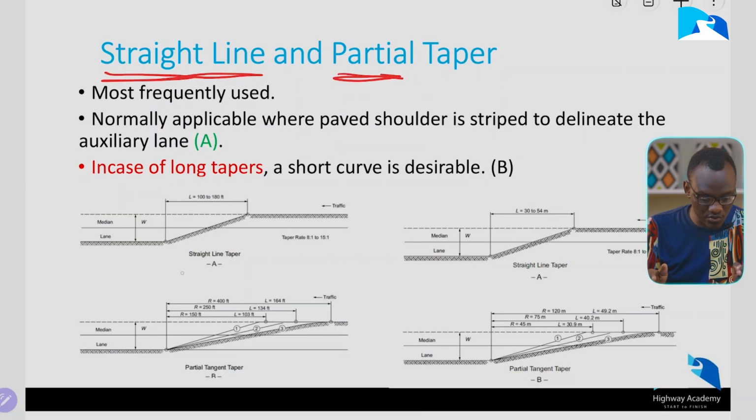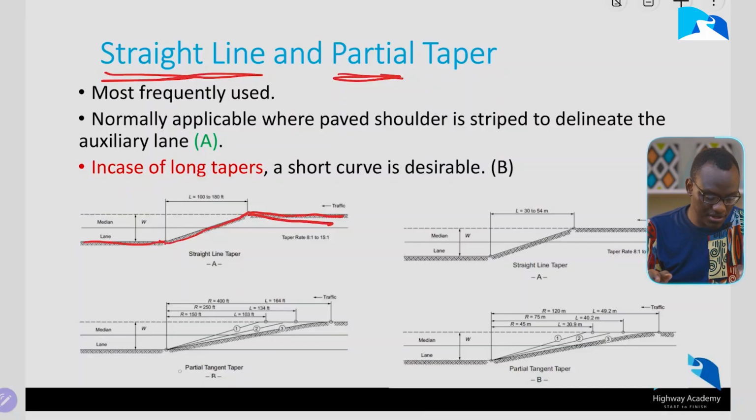So let's first look at the straight line taper. As I mentioned, you have this, and then this, and then that. Traffic is coming in that direction and you have a taper. In this case, they're saying the length should be 100 to 180 feet, which is roughly 30 meters to something. This comes to that ratio of 1:8, roughly, based on the lane that you have.